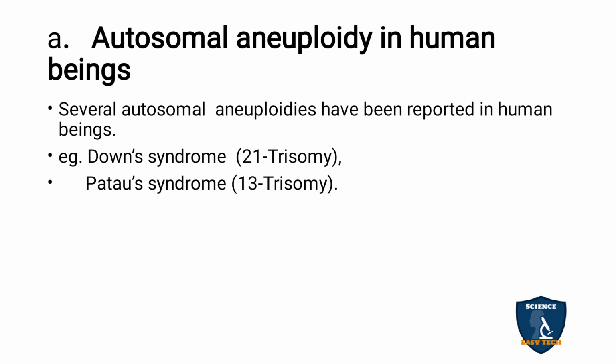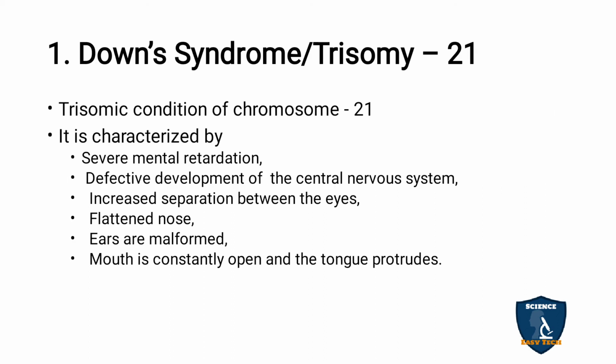First, we are going to see autosomal aneuploidy in human beings. There are many autosomal aneuploidies, and we are going to see Down syndrome and Patau syndrome in detail. Down syndrome is otherwise known as Trisomy 21 because it occurs in the 21st chromosome. It is a trisomic condition; tri means 3 chromosomes are seen at the 21st chromosome.